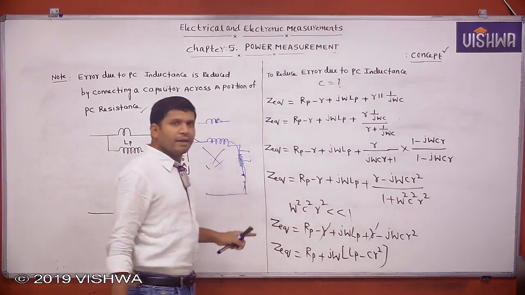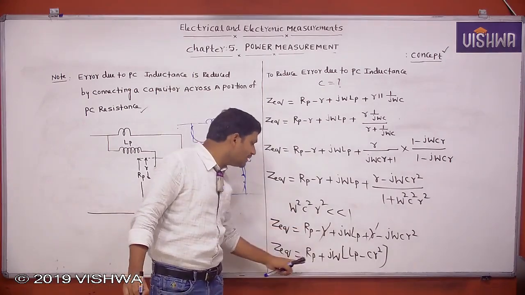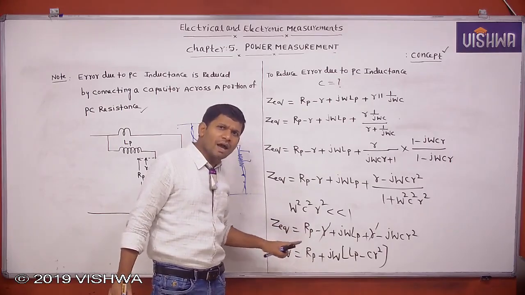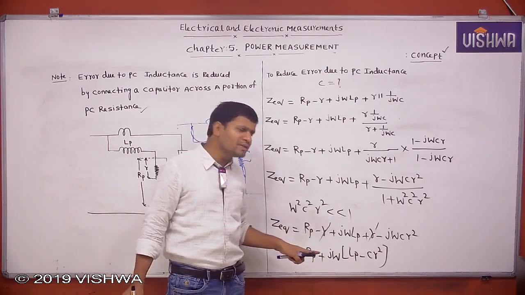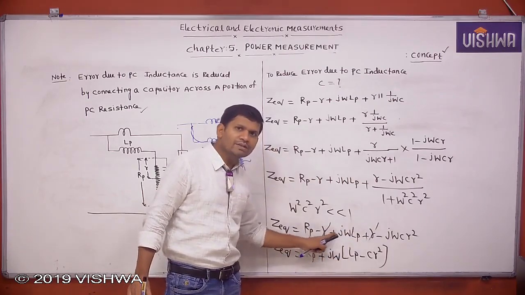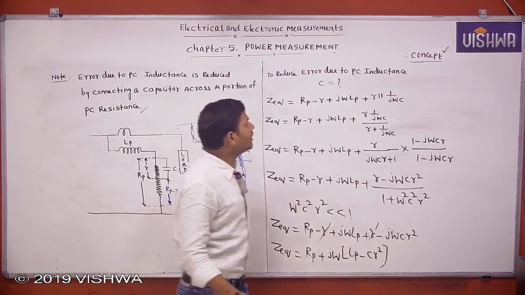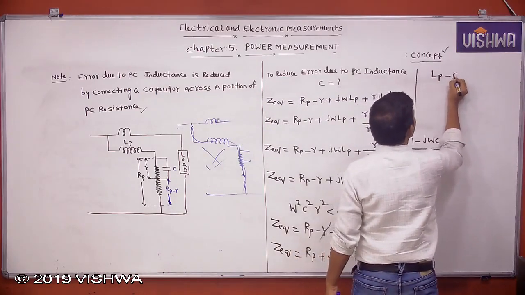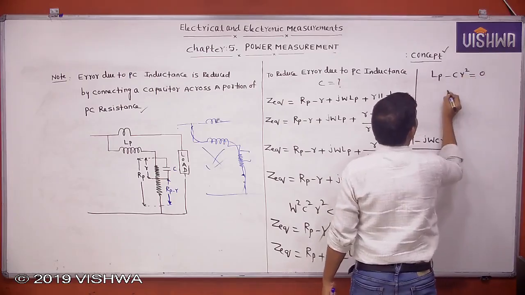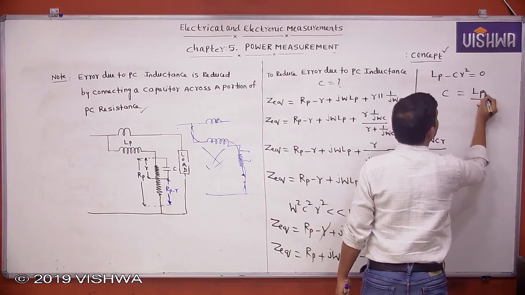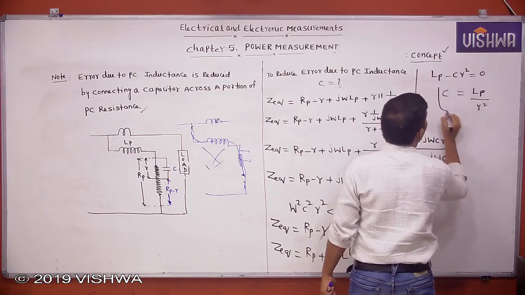In this, the purpose of designing this one is to reduce the error due to pressure coil inductance. To reduce the error due to pressure coil inductance means we can equate this imaginary term to 0. Then Lp minus C R square equal to 0. Then what is C equal to? Lp by R square. This is the value of capacitance we can connect.